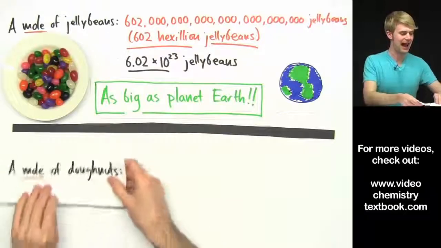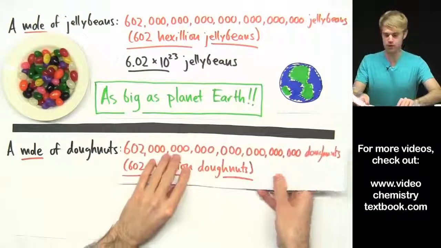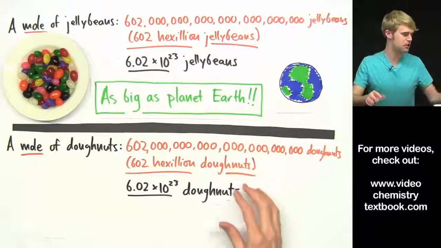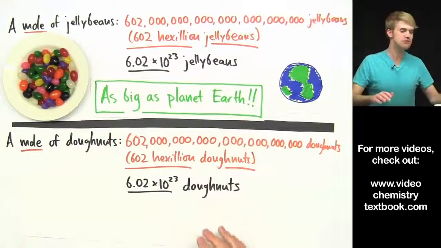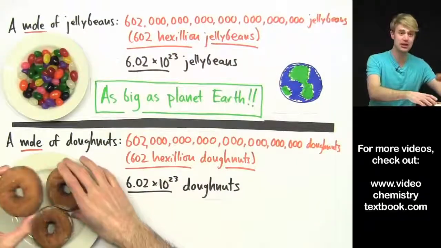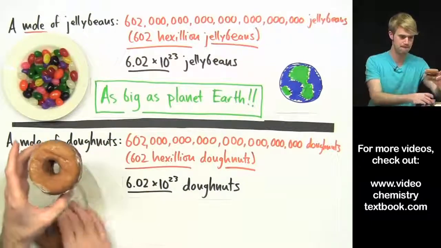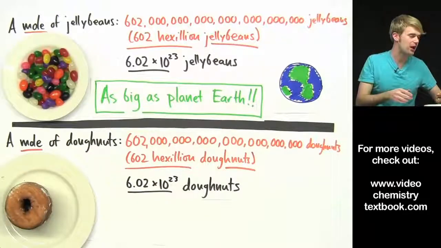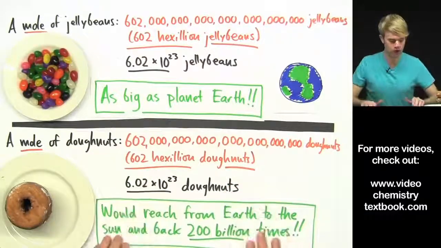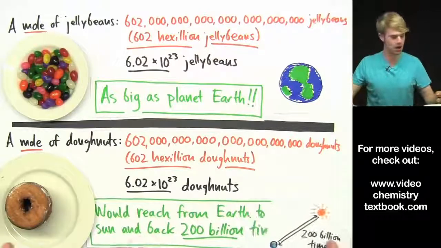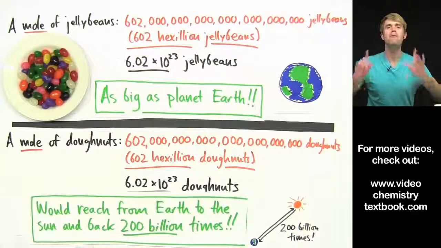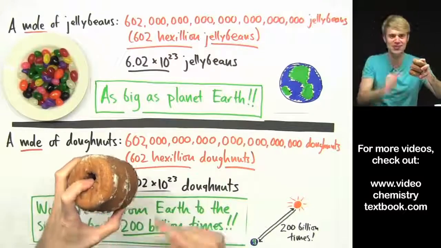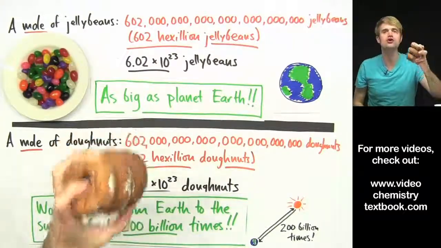Now, we could also have a mole of donuts, which would be 602 hexillion donuts, 6.02 times 10 to the 23rd donuts. If we had this many donuts and we stacked them on top of each other like this, and we kept making this stack, it would reach from the Earth to the sun and back 200 billion times.